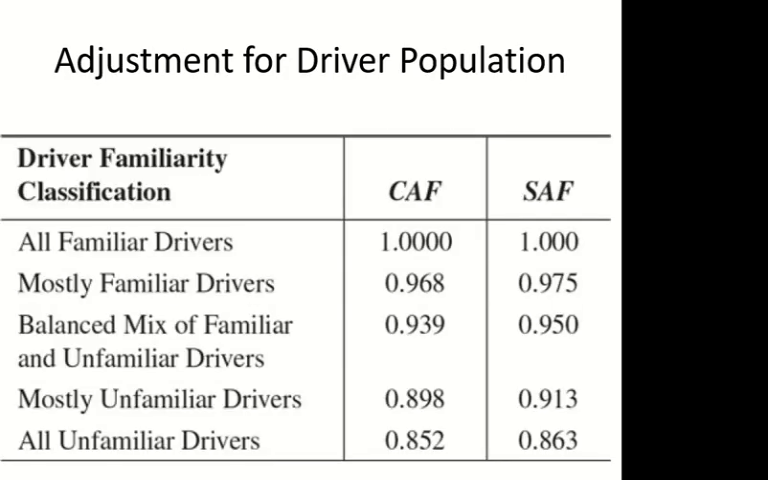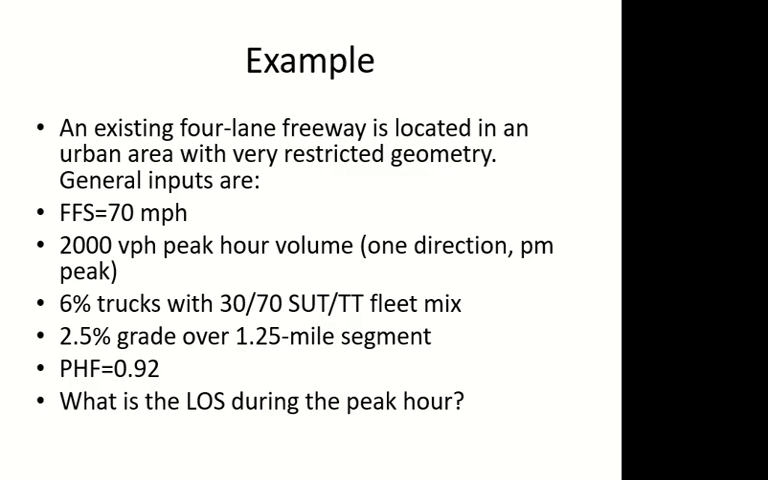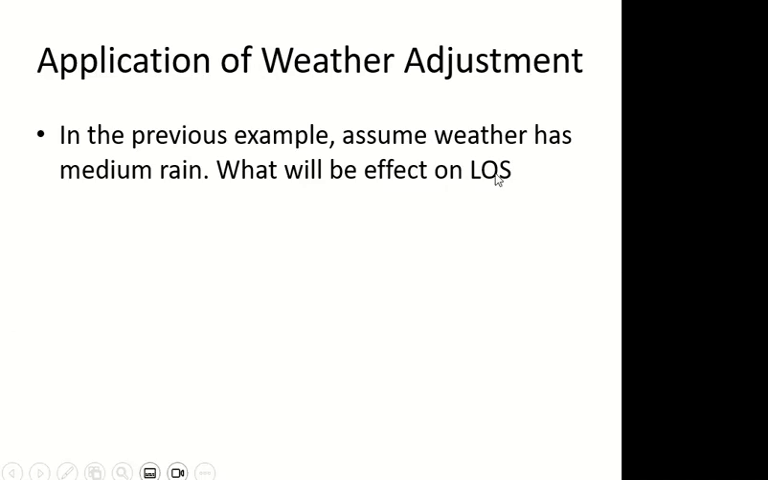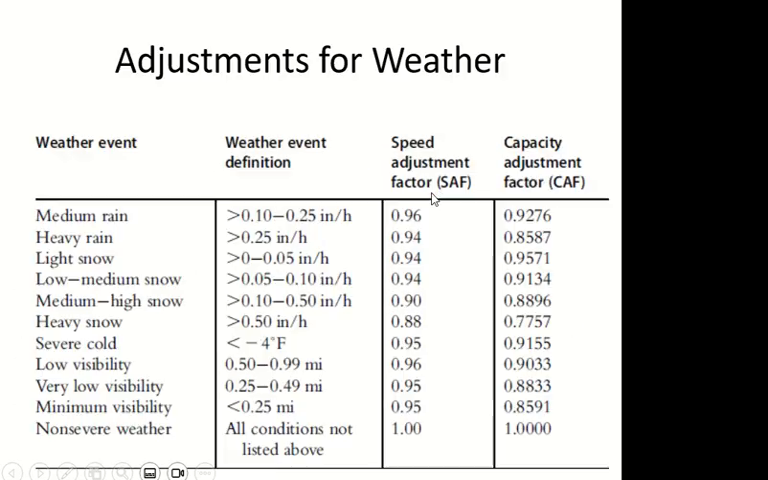Let's say in the previous example, the one we had here, the weather has medium rain. What will be the effect on level of service? If I go here, medium rain is the first one, and it has both a speed adjustment factor and a capacity adjustment factor. The first two steps remain the same: free flow speed and the flow rate. Both of them are not affected by these values.